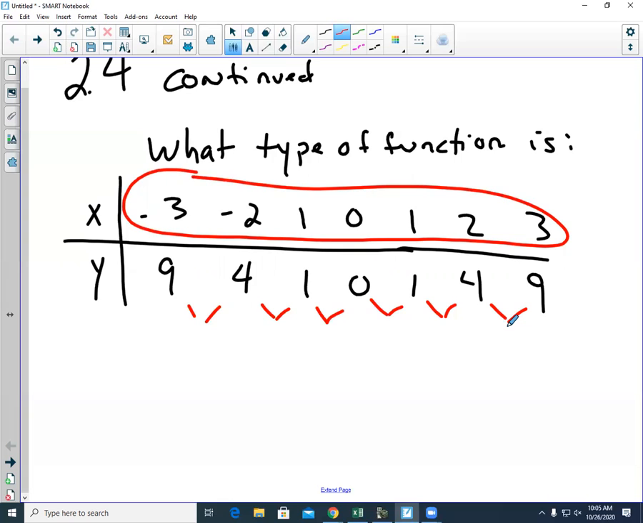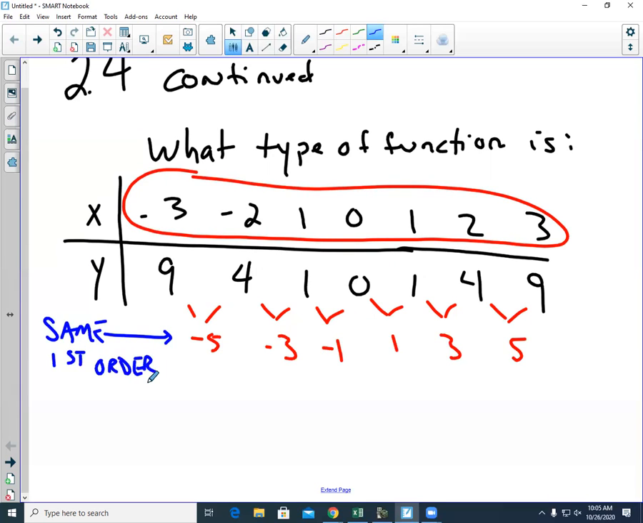So I like to do 4 minus 9, which is negative 5. 1 minus 4, which is negative 3. 0 minus 1 is negative 1. 1 minus 0 is 1, then 3, then 5. Okay? Now your job is to look at these numbers right here. If those numbers are the same after doing this one time, if they're the same after the first time, this is called a linear function.